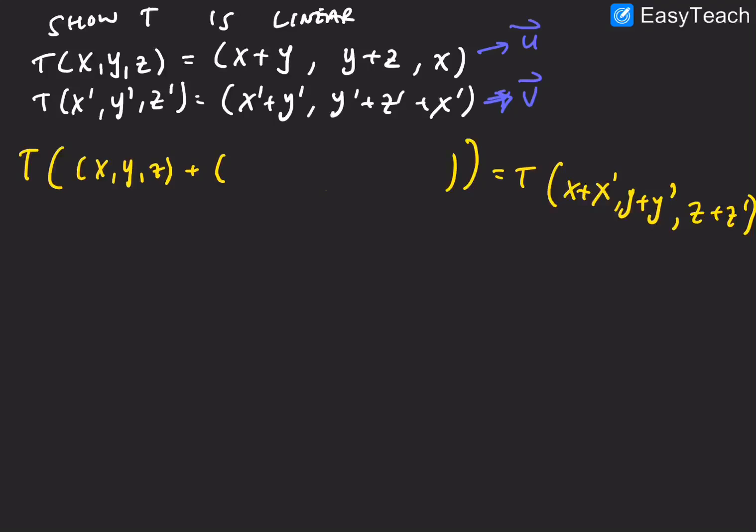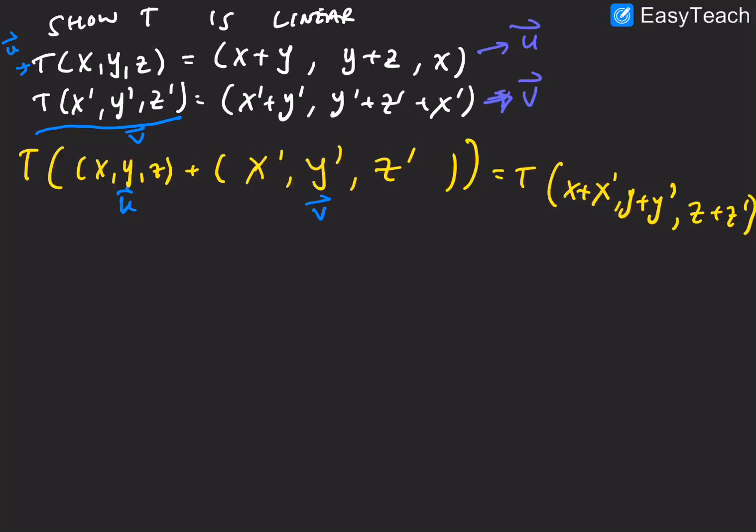This is actually supposed to be x prime, y prime, z prime. Okay? Because I was looking at it differently. This here is my v vector, and then this here is my u vector. So I was basically saying this was u, and this was v. So that makes more sense.